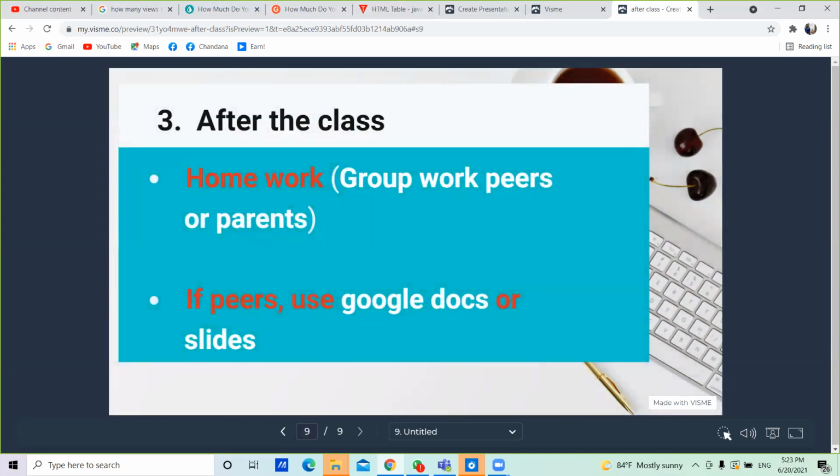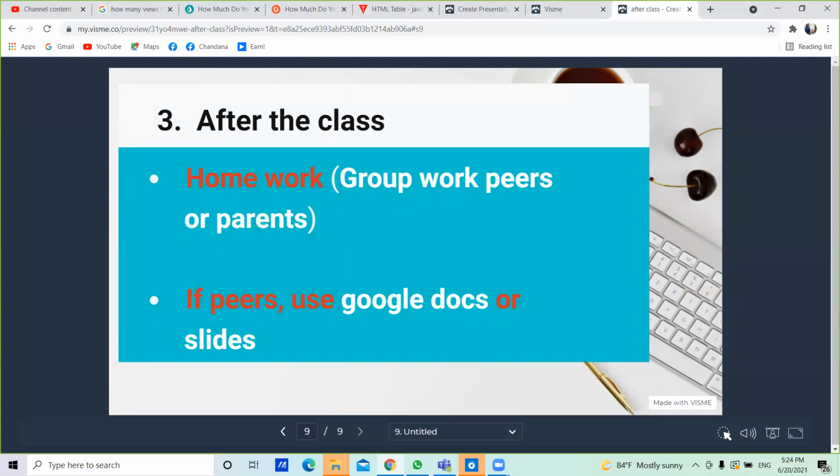Then you want to think about what they should do after finishing the lesson. You want to assign homework for that. I also suggest you do group work for that period. This group work they can do with their friends, that means peers, or parents. If you assign homework as group work, then ask them to use Google Docs or Google Slides to do the group work.